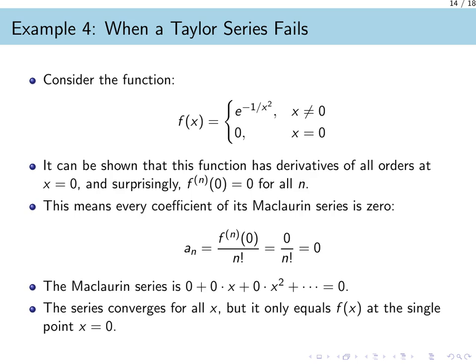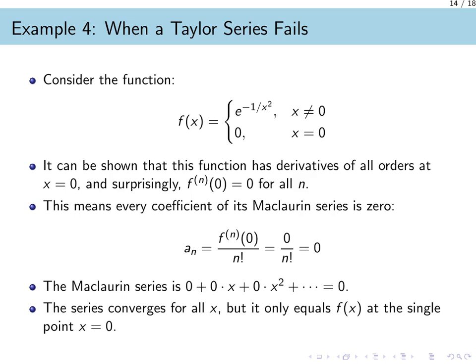The coefficients, a sub n, are calculated from the nth derivative at 0. Since the numerator is always 0, every single coefficient in the series is 0. This means the resulting Maclaurin series is simply 0.